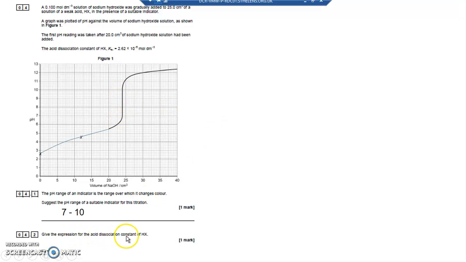Give the expression for the acid dissociation constant of HX. HX is going to make H⁺, all acids do, and the remainder will be X⁻. So HX goes to make H⁺ and X⁻. So Ka is the concentration of H⁺ multiplied by X⁻, the products, divided by the concentration of HX.